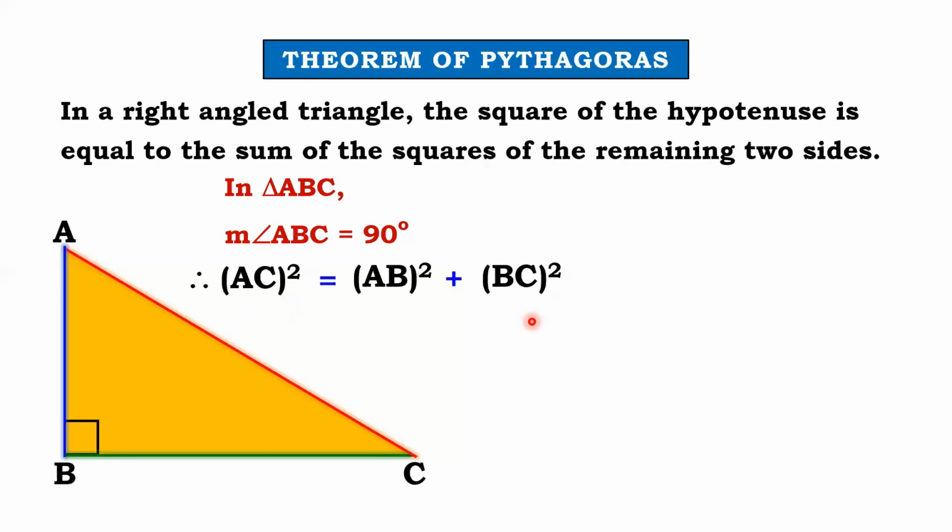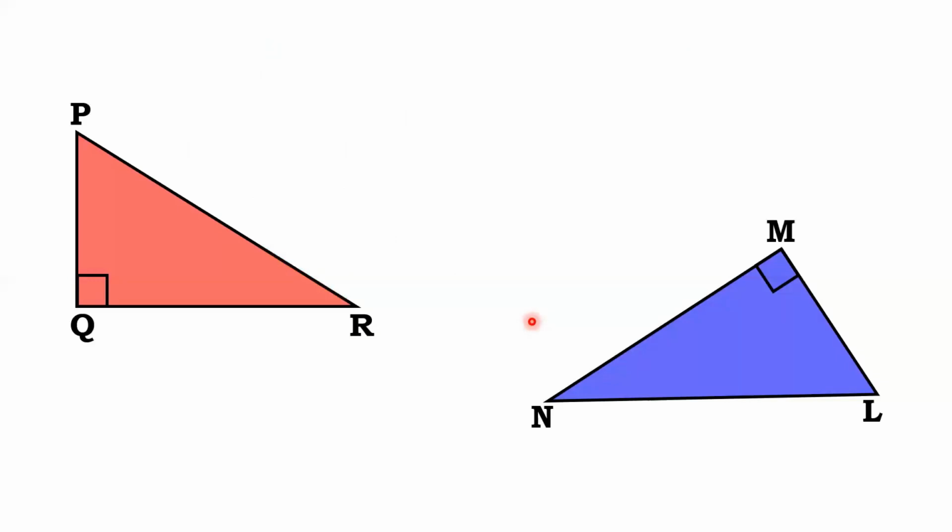So if I ask, come on, tell me what is Pythagoras theorem, don't just tell the equation. You have to start from the presentation. That is, mention the name of the triangle, then mention which angle is 90 degrees, and then the equation for Pythagoras theorem. Is it clear to all of you? Fine. Now let us see how to apply Pythagoras theorem.